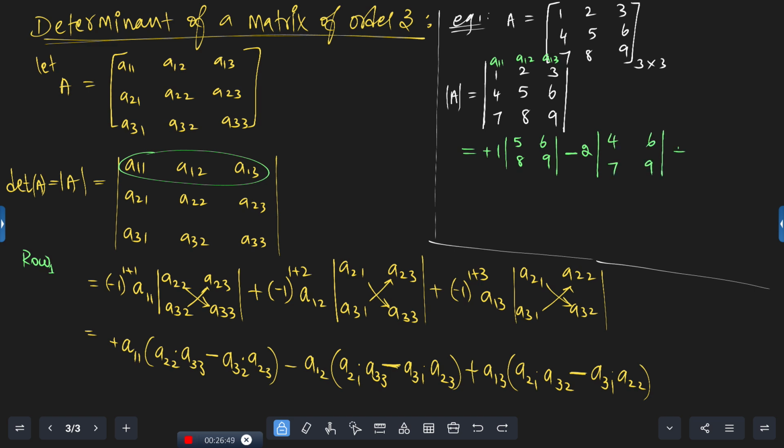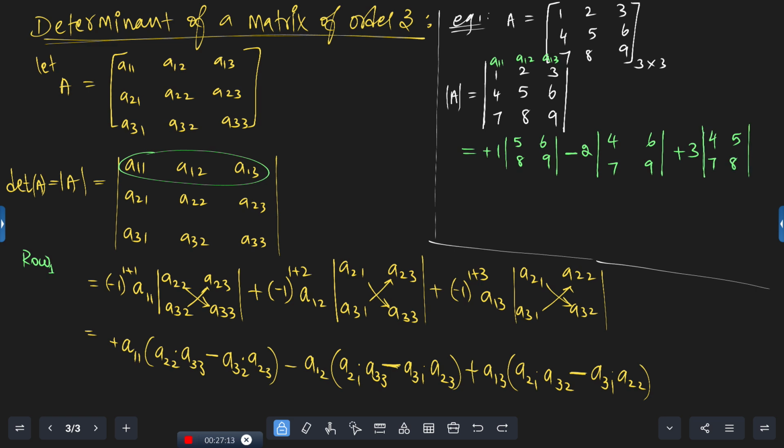And plus, because 3 plus 1 or 1 plus 3 gives 4. 4 means even number. Even number is positive. And the element we have is 3. That 3 you write here. Row and column if you strike out, I am getting 4, 5, 7, 8. This is our answer.